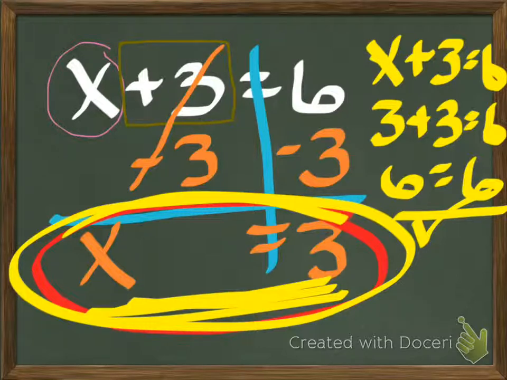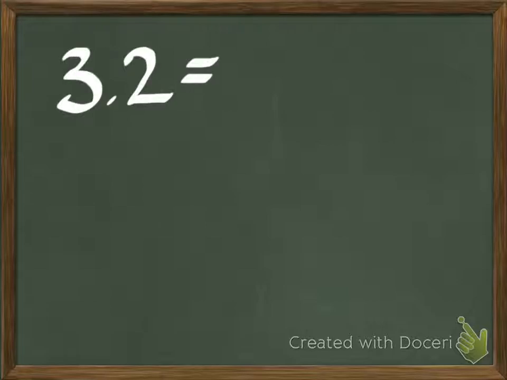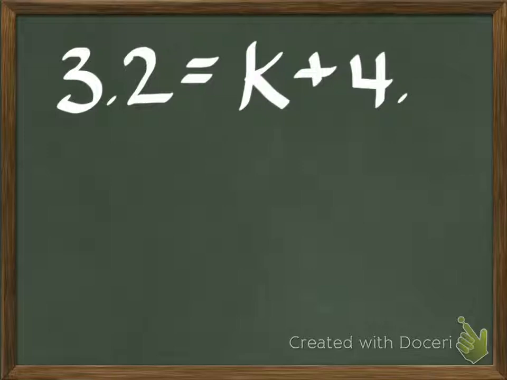All right, let's do another example. And this time we're not going to use such easy numbers. So our next example we'll say is 3.2 = k + 4.5. Okay? And so, oh, no, that's not going to work. Sorry. I'm trying to do this on the fly.